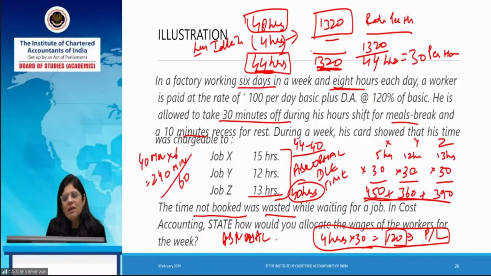We are paying total 1320 to the employee, but he has worked only for 40 hours. That means the organization is losing those 8 hours. 4 hours is normal idle time, but the cost of the extra 4 hours the organization is suffering. The money is not being deducted. All right. So I hope you understand this.